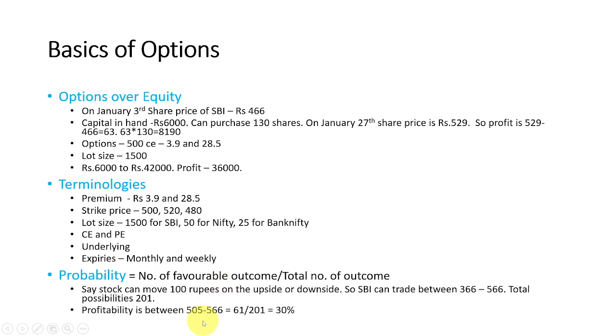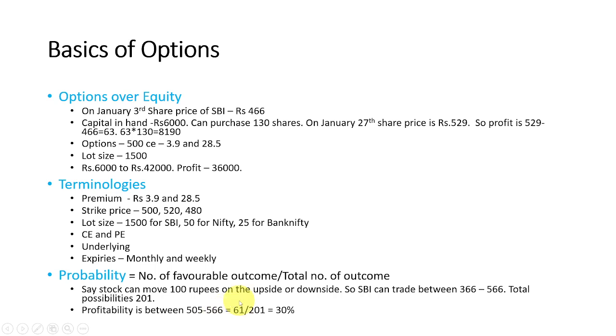Out of this, you will be profitable only when the stock moves between 500 and 566, not above 500 only, because you have also paid 4 rupees for that. So after 504, only if it becomes 505, you will be getting 1 rupee profit, 1 into 1500 rupees profit. So till then you will be in loss.